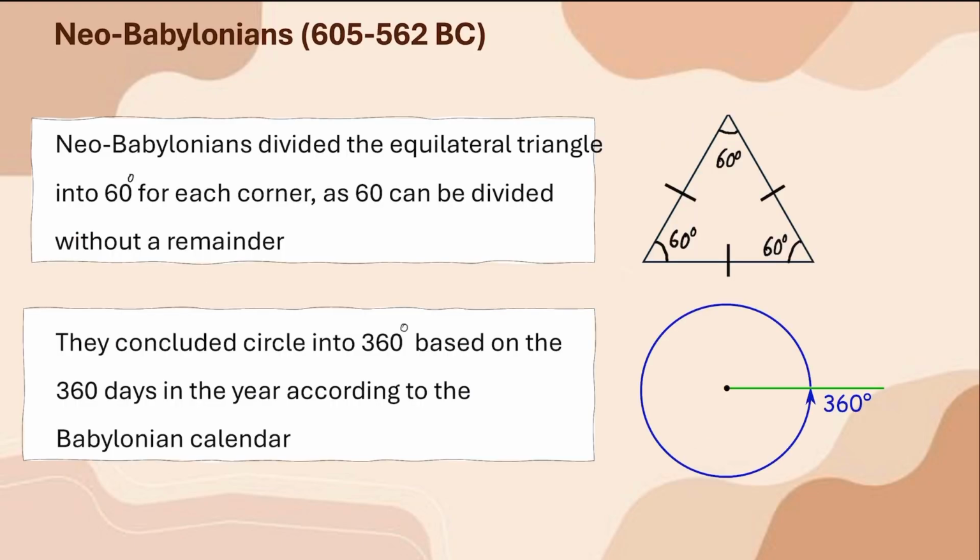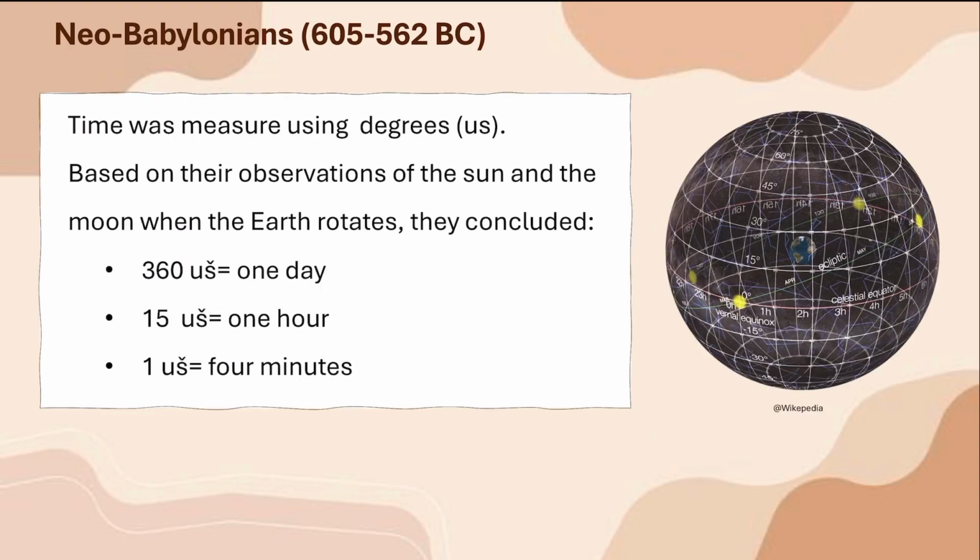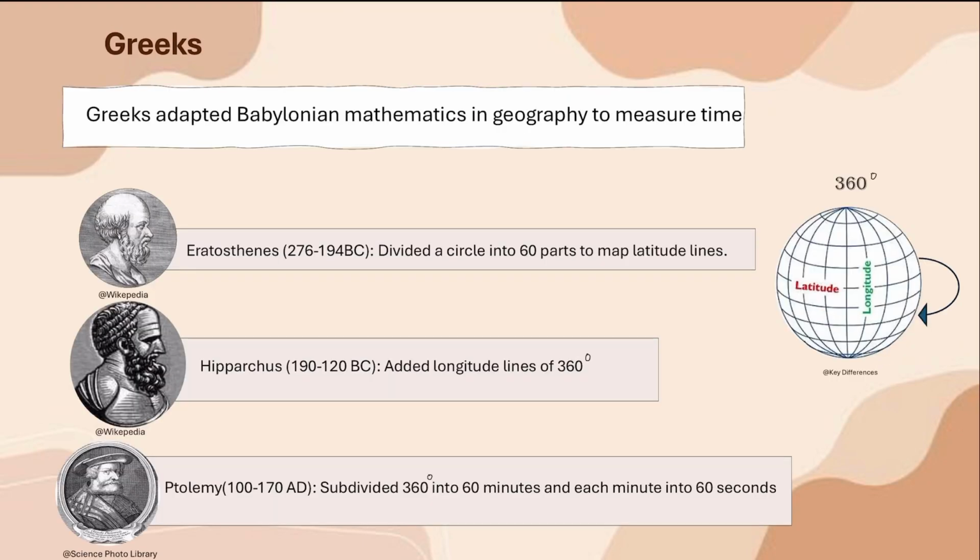Neo-Babylonians used the base 60 in geometry. They divided the angles of an equilateral triangle into 60 degrees each. They also concluded that the circle contains 360 degrees, linking it to the 360 days of their year. Time was measured using a unit called us, which refers to degree today, and it was based on the sun's and moon's movement. They concluded that 360 degrees equals 1 day, 15 degrees equals 1 hour, and 1 degree equals 4 minutes. Greek scholars later built upon this knowledge in geography.